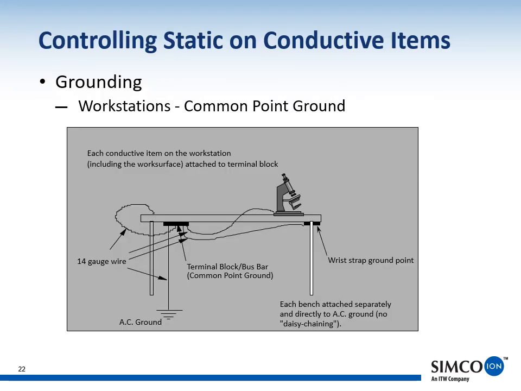This slide further demonstrates this and highlights the common point ground. This schematic shows the common point ground being a terminal block or similar item. Some people use the metal frame of the table as the common point ground, but whatever you use, it needs to be defined in the ESD control plan. This is tied to AC ground, then wires are used to connect the table mat, equipment, and operator grounding point. In this way, we are keeping everything at or on this workbench at the same electrical potential.